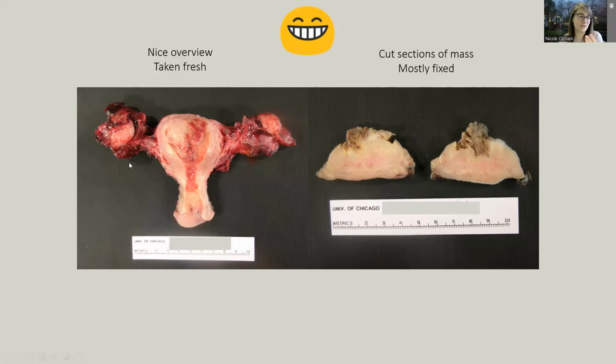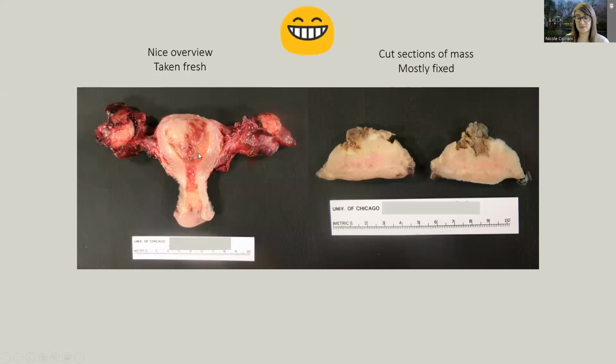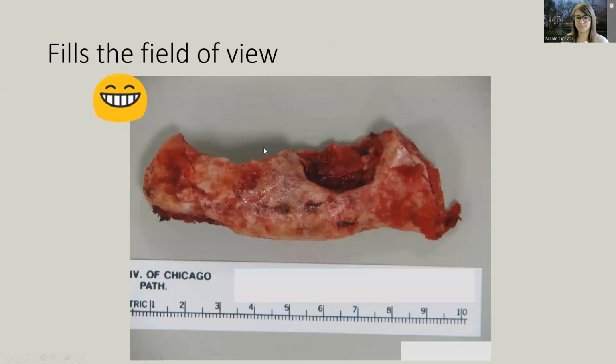And again, these two types of photographs give you different information. And if you are a human being that is not seeing the gross specimen yourself, I think these kinds of photographs are really, really helpful. So again, take as many fresh photos as you can. You can see the photograph on the left is fresh, the photographs on the right are post-fixation. And it gives you a little bit of a different color and textural information.